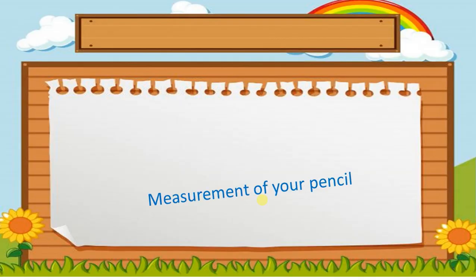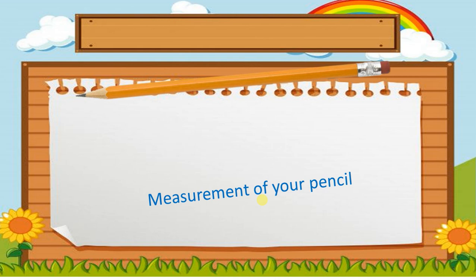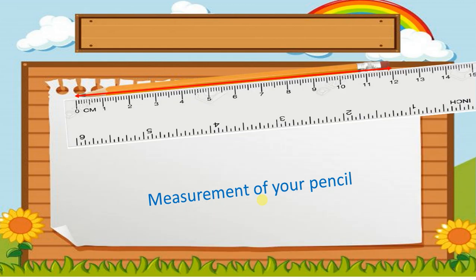Now I am going to show you how to use a scale for measuring the length of this pencil. While measuring the length of the pencil, you have to place the scale at the tip of the pencil. This 0 should be right at the tip of the pencil. And when you measure the length of the pencil here, you figure out the length of the pencil is 12 centimeter. In this way, you can use a scale and measure the length of objects.